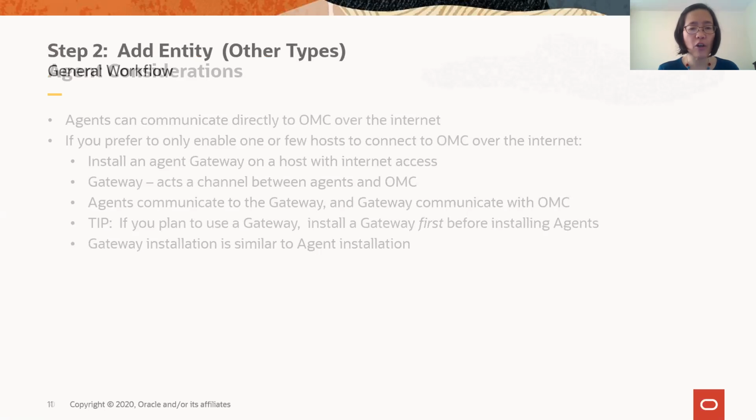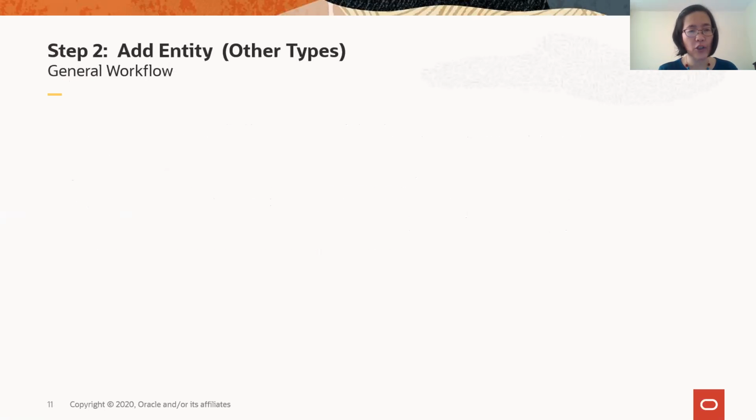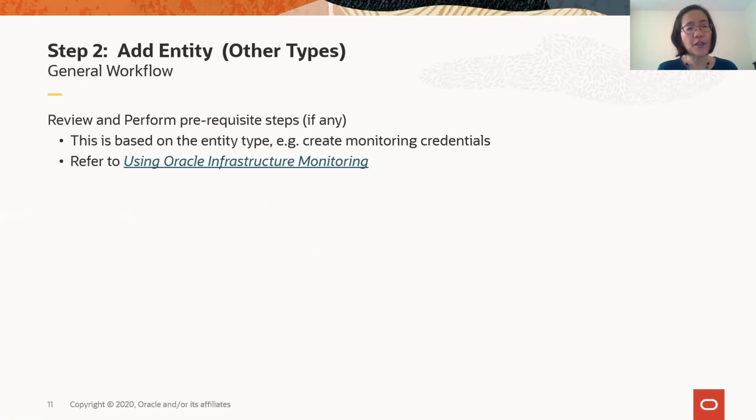Okay, so now you've installed possibly a gateway and also your cloud agents. Let's now talk about adding other entity types, databases, app servers, etc., for monitoring. This is the general workflow. First is consult our documentation using Oracle Infrastructure Monitoring. And the reason you would consult that is there might be some prerequisite steps that you might need to do first before adding that particular entity.